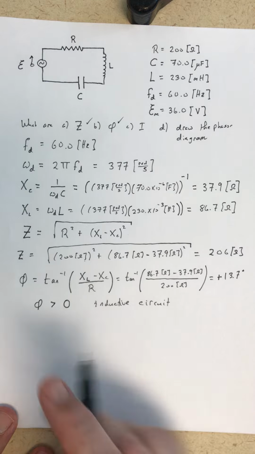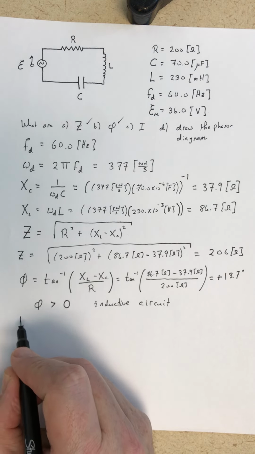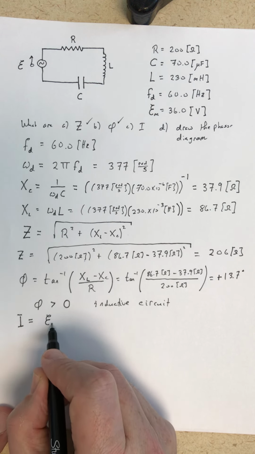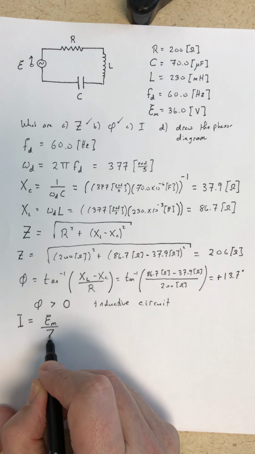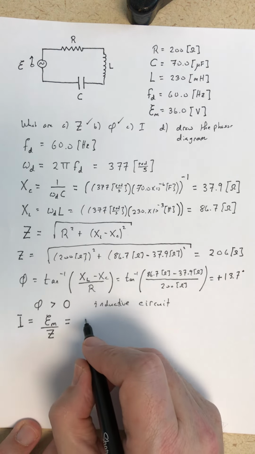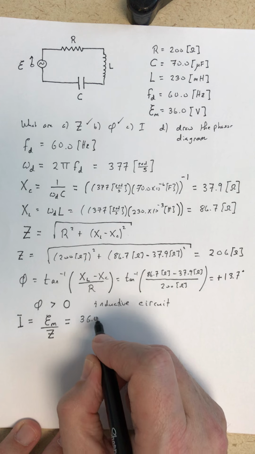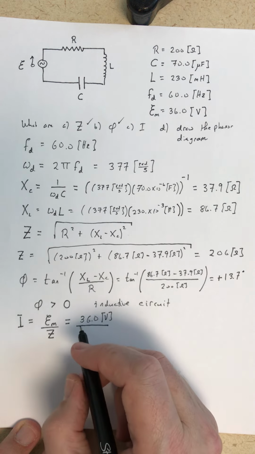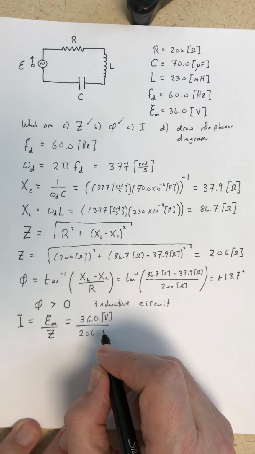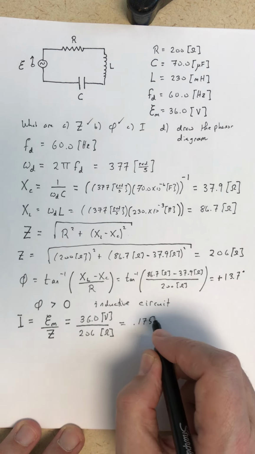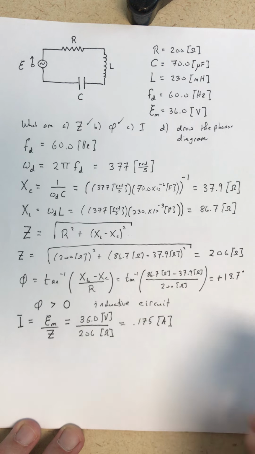The current amplitude comes from our generalization of Ohm's law for alternating current. It's the amplitude of the EMF divided by the impedance. So that current amplitude will be 36 volts over what we just found for the impedance, 206 ohms. So 0.175 or 175 milliamps, 0.175 amps.